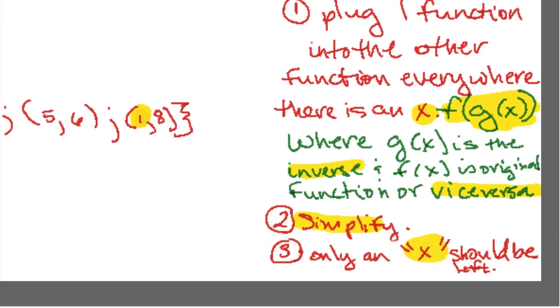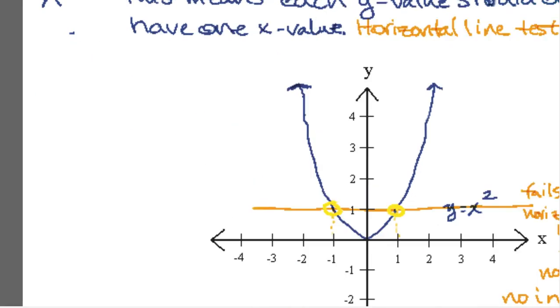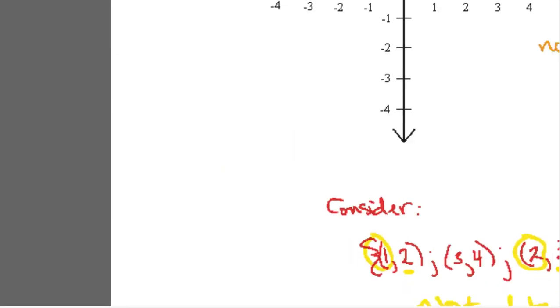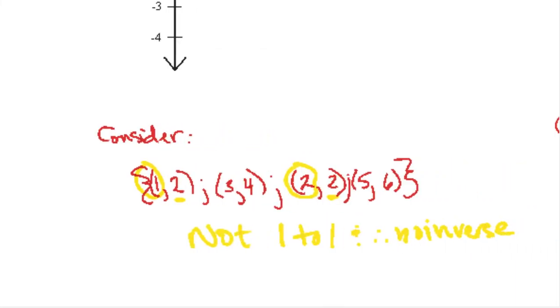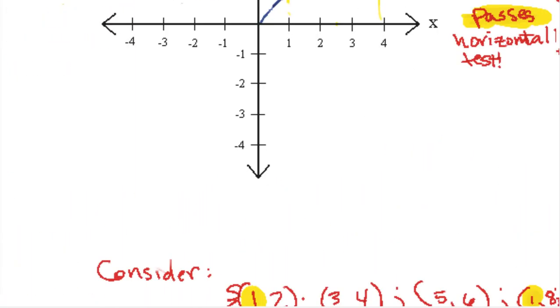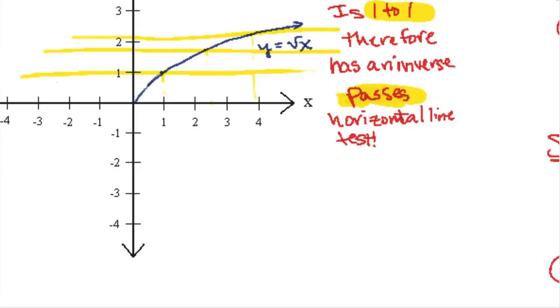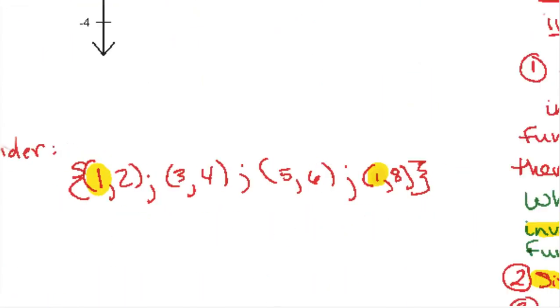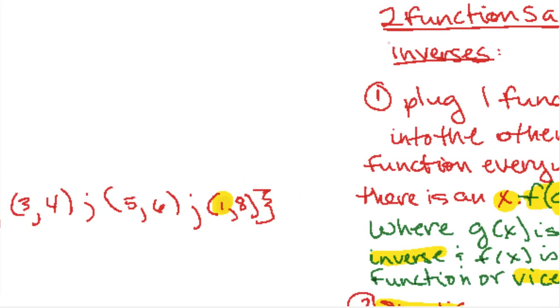All right? So again, it must be one-to-one to have an inverse, so it must pass the horizontal line test. Also, if you're looking at a set, just see if the y values are repeated. If they are repeated, then it has no inverse because it's not one-to-one. This is an example of passing the horizontal line test. And here we have a passing set that is one-to-one, in this case not a function.